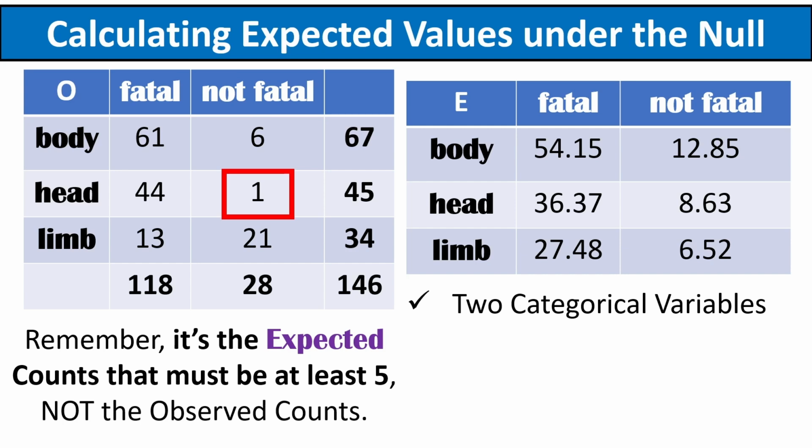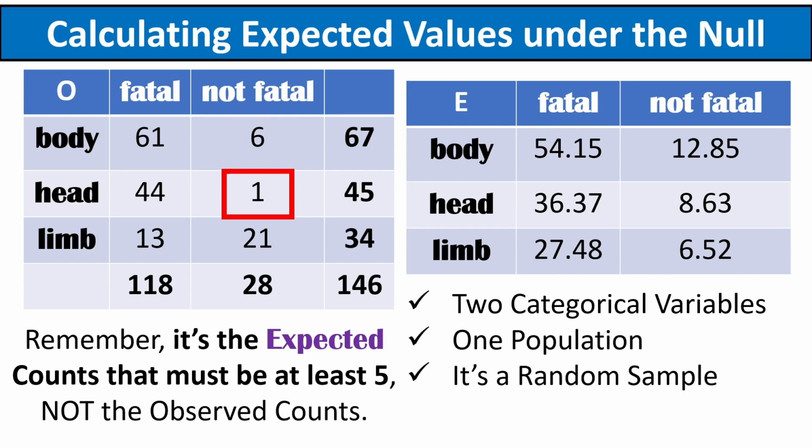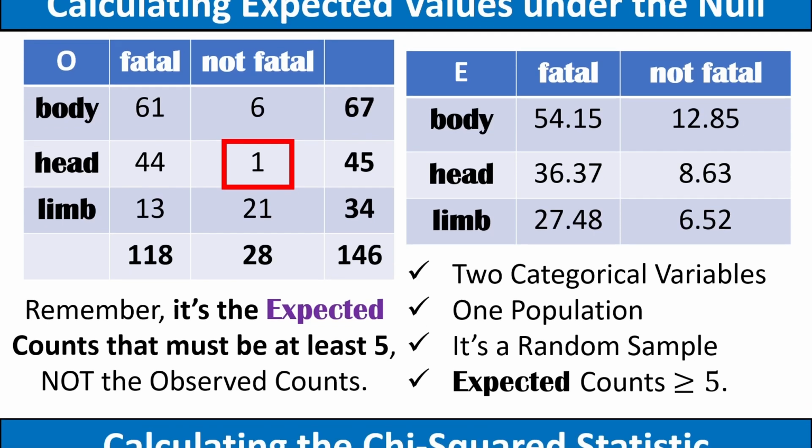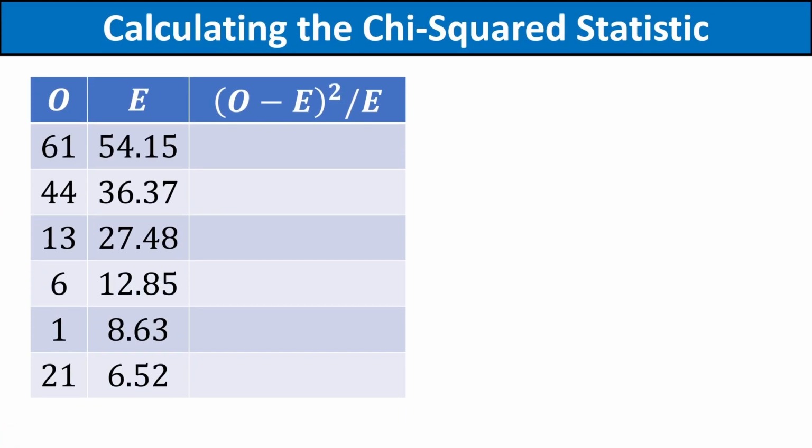So just going through the conditions for this chi-squared test of independence, we have 2 categorical variables. We have 1 population. It's a random sample, and what I'm getting at here is the expected counts need to be 5 or more. So the fact that an observed count is less than 5 doesn't matter. It's the expected counts that matter. So I just wanted to emphasize that. Let's get back to calculating the chi-squared statistic.